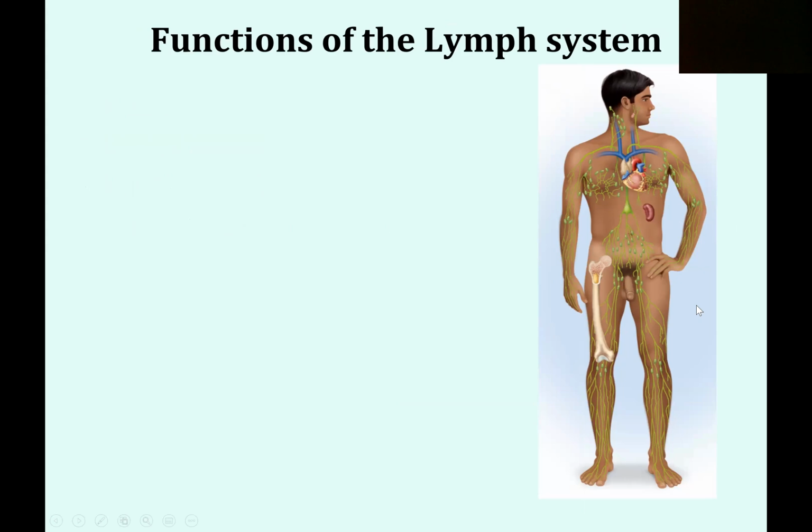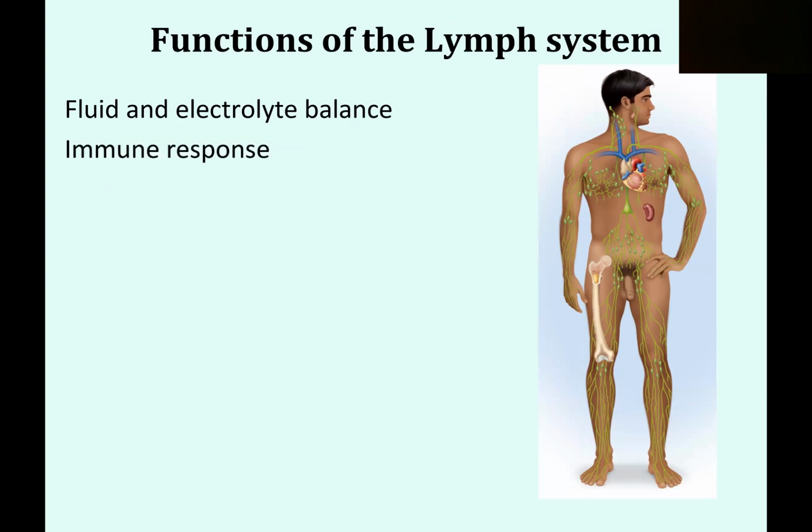So, functions for the system. There are 3 general functions for this system: fluid and electrolyte balance. The lymphatic system is a source for fluids and electrolytes. It's a place to store it. It's a place to move it from one place to another. So we have 2 circulating pathways in the body, the cardiovascular and the lymphatic system. A second general function is the immune response.